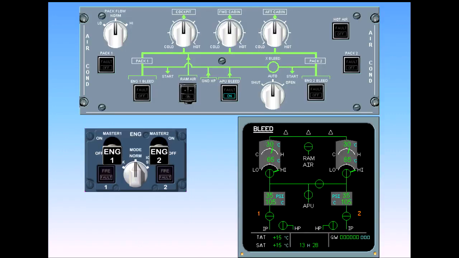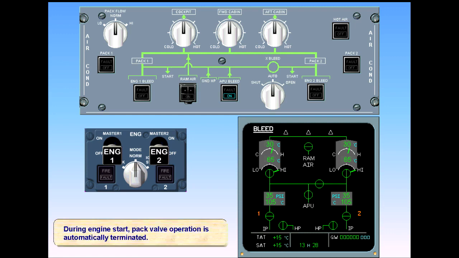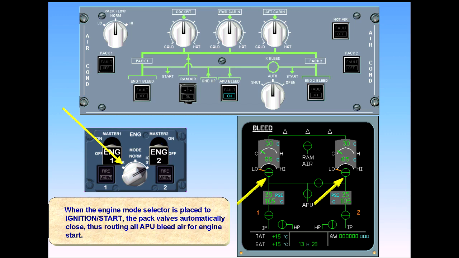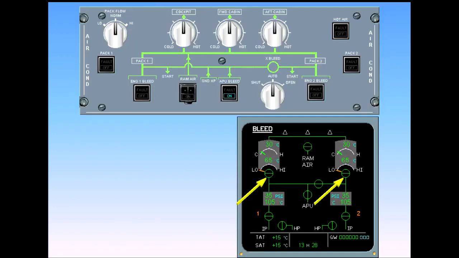During engine start, pack valve operation is automatically terminated. When the engine mode selector is placed to ignition start, the pack valves automatically close, thus routing all APU bleed air for engine start. After engine start, the pack valves reopen. Because the APU bleed valve is still open, the APU will furnish air for the packs.